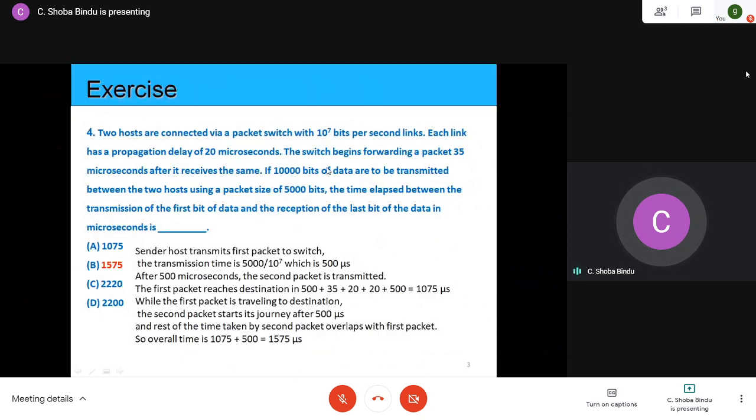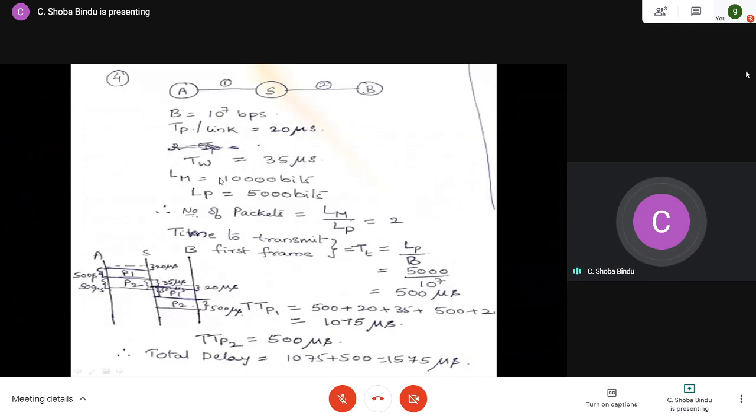And then what is given? The length of the message is given, and the length of the packet is given. The length of the message is 10,000 bits. The length of the packet is 5,000 bits. So from this you calculate the number of packets. The message is divided into packets of 5,000 bits each. So 10,000 divided by 5,000 gives us the number of packets that you are going to have here. So that is 2 packets.